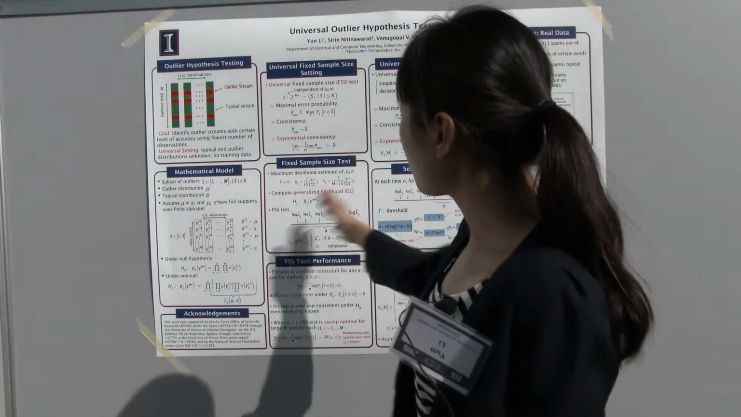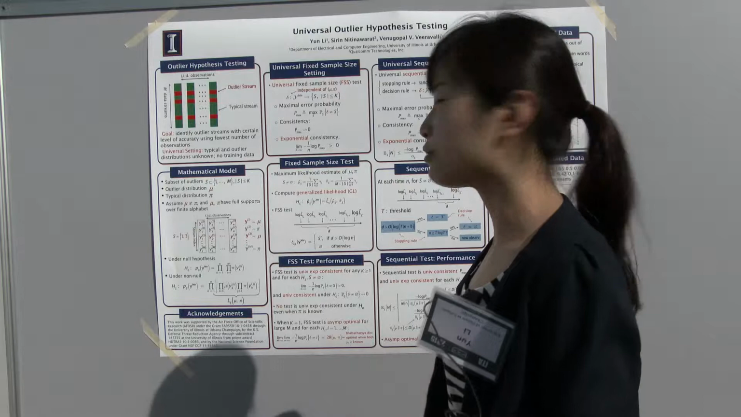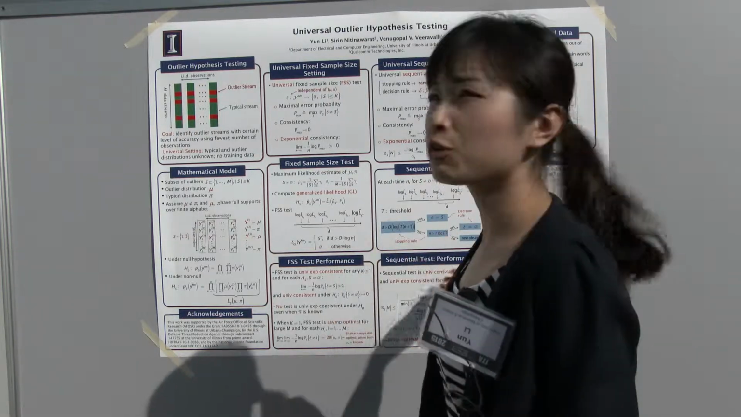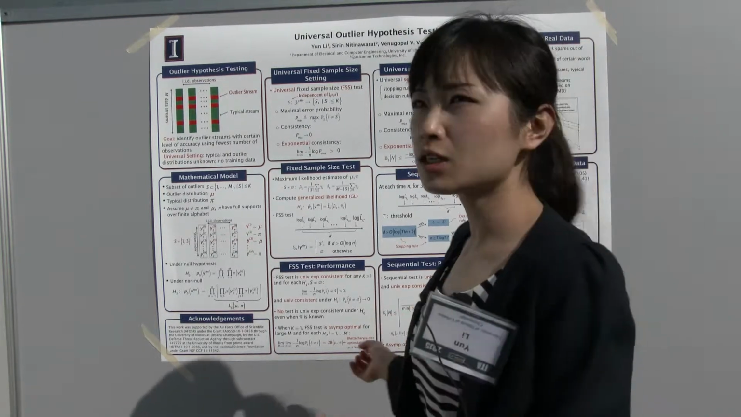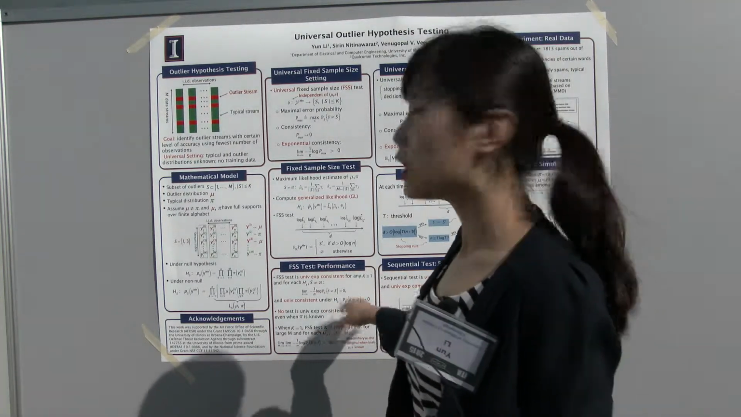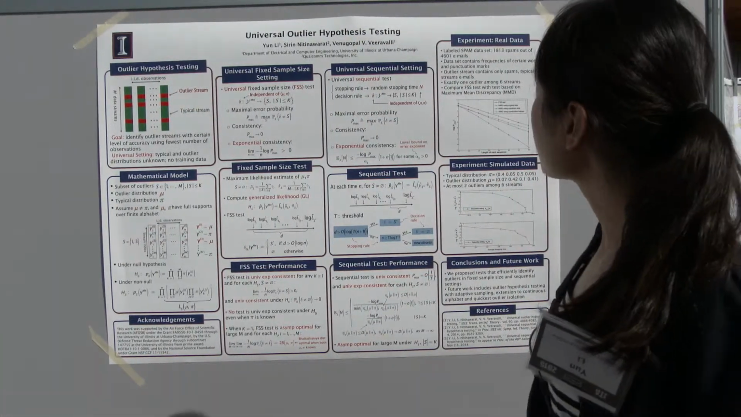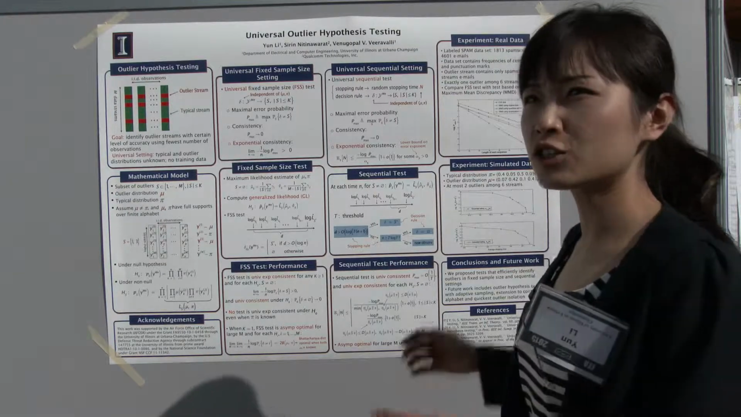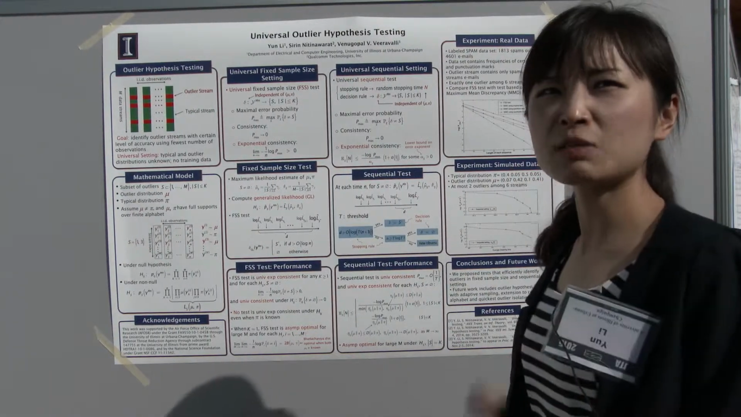We proposed two tests, one for each setting, respectively. We analyze the performance of the tests, and we show these tests are exponentially consistent under all the non-null hypotheses, and consistent under the null hypothesis. We also have some simulations to evaluate the performance of our tests, both on real data and simulated data.